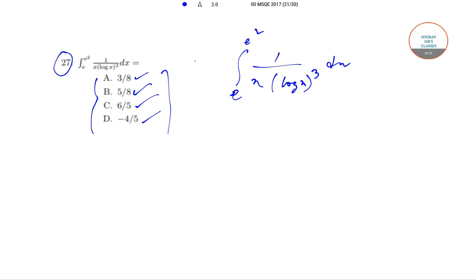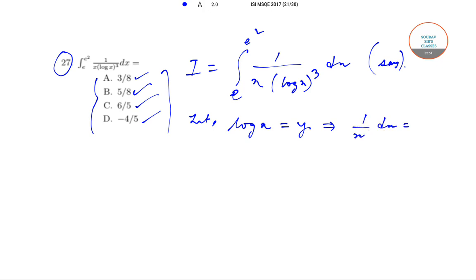So what we'll do, we'll take I equal to this integral, this is one assumption that we have made. Now what we'll do is that we'll take log of x equal to y. Now if we differentiate log of x, this will give us 1 by x dx is equal to dy.